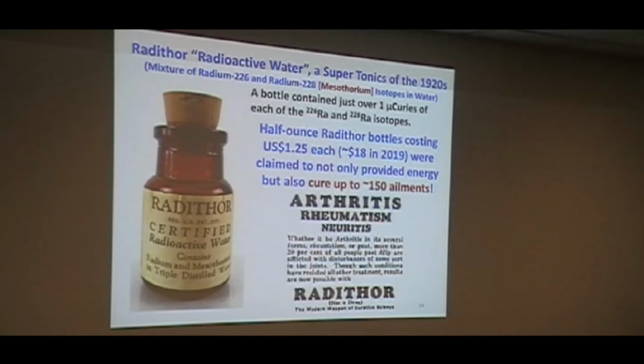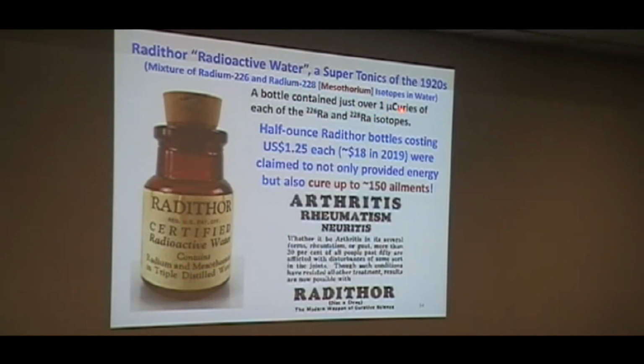There's another tonic that was actually called Radithor, radioactive water. And this was in the 1920s. It contained radium-226 and 228, which were two different isotopes. At the time, they were still sorting out the radiochemistry of what the elements were, and it had a name of mesothorium, because it actually says radium and mesothorium. It's actually just a different isotope of radium.